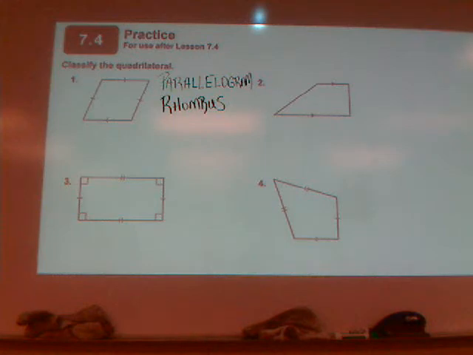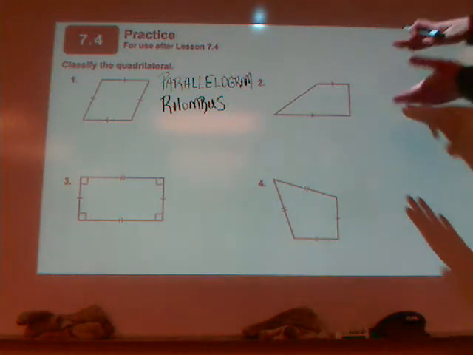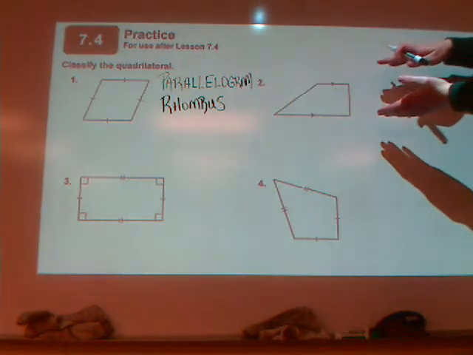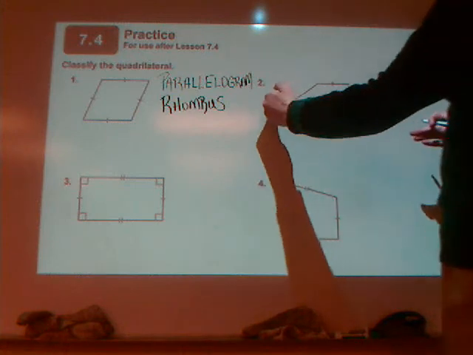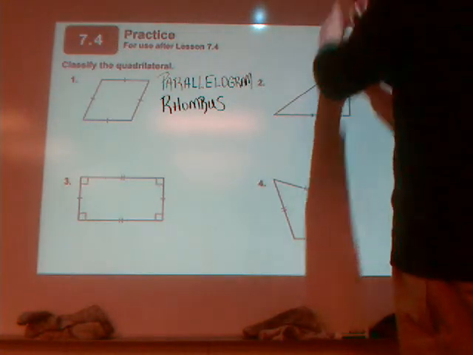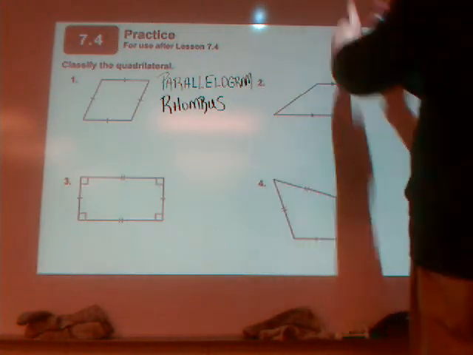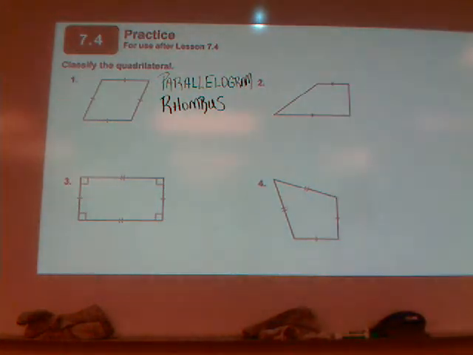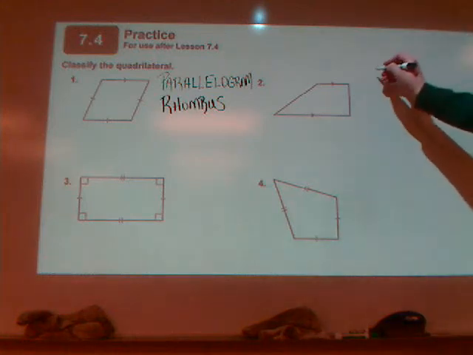Now as we look at number 2, we only see 1 set of parallel sides, the top and the bottom. Clearly, if I took the left and the right and drew them out forever, they would very clearly cross up here. So since we only have 1 set of parallel sides, there's basically only one answer here, and this would then be a trapezoid.